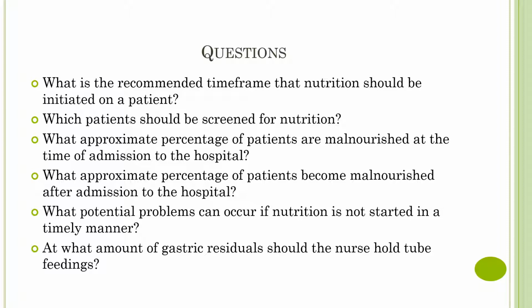What is the recommended time frame that nutrition should be initiated on a patient? Which patients should be screened for nutrition? What approximate percentage of patients are malnourished at the time of admission to the hospital? What approximate percentage of patients become malnourished after admission to the hospital? What potential problems can occur if nutrition is not started in a timely manner? And at what amount of gastric residuals should the nurse hold tube feedings?